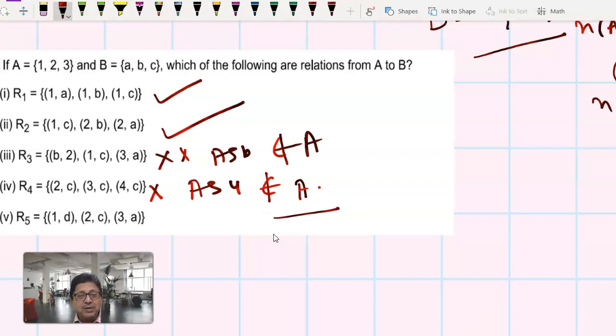Say fifth one, 1D, 2C, 3A. It is possible. It can be a relation because 1, 2, 3 have been taken from this, and second element D, C also taken from. No, D is not there, so this will not be possible because D is not included there. No, here it is A, B, C. So you eliminate D. Okay.